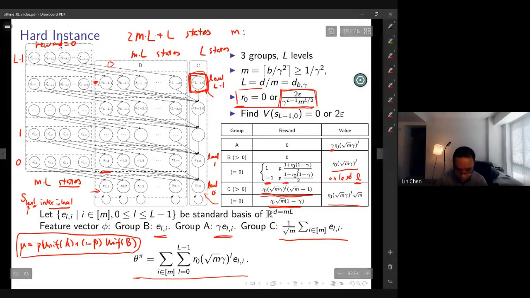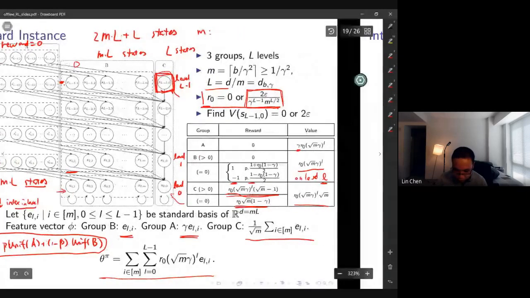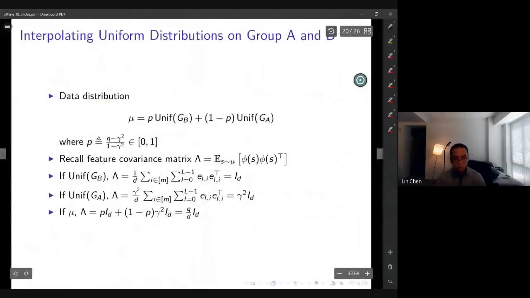Okay, and if we go to the next slide, here we describe the data distribution. Again, the data distribution is a mixture of uniform distribution on group A and group B.